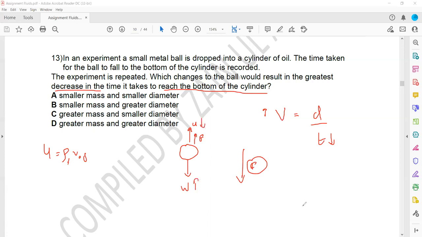How can weight be increased? Weight is the formula mass times gravity. So if I increase the mass, the weight will increase. So there should be a greater mass. So either C will be the answer or D.